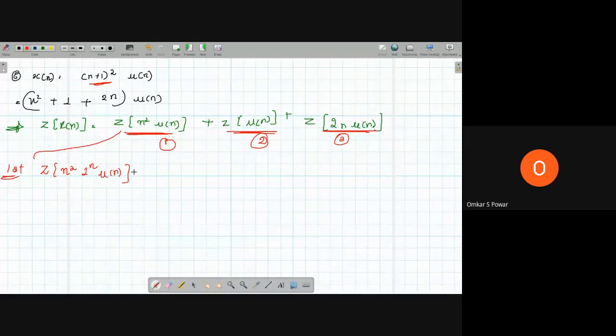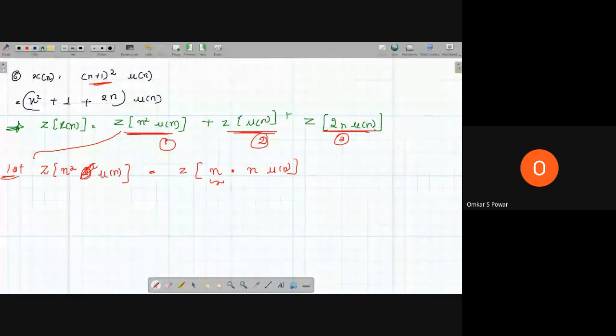So that will be easy for us to solve. So how can we simplify this one? You can simplify this one as z transform of n into n u of n. So forget this one. Okay, so we have z transform of n square u of n. So I'll write it in the form of n into n u of n.